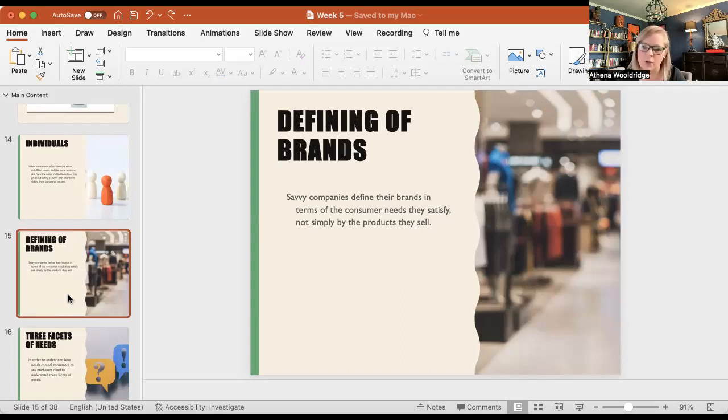This is so true. I cannot say this enough, and I'm going to repeat this right from the screen. Savvy companies define their brands in terms of consumer needs that they satisfy, not the products that they sell. How am I satisfying your need? If I'm able to satisfy your need, if I'm able to create value, that's not pricing. If I'm able to create value, that's bang for your buck, and you come to me over and over again, how do I create a heavy user, frequent user?